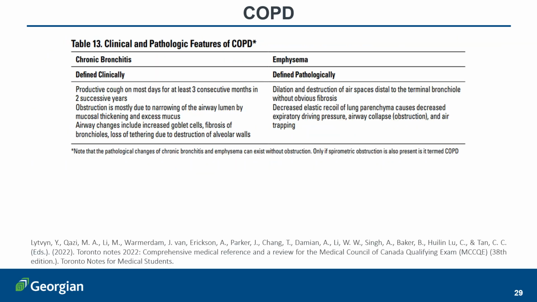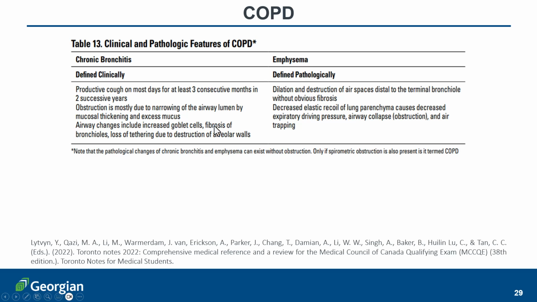Let's look at the clinical and pathological features of COPD by comparing and contrasting chronic bronchitis with emphysema. Chronic bronchitis is defined clinically. Here's the definition: a productive cough on most days for at least 3 consecutive months in 2 successive years. A pretty tight definition. On the other hand, emphysema can only be diagnosed definitively after death, post-mortem. Post-mortem, you'll see dilation and destruction of the air spaces distal to the terminal bronchiole without obvious fibrosis. So this is not idiopathic pulmonary fibrosis. This is destruction of the alveoli distal to the terminal bronchiole.